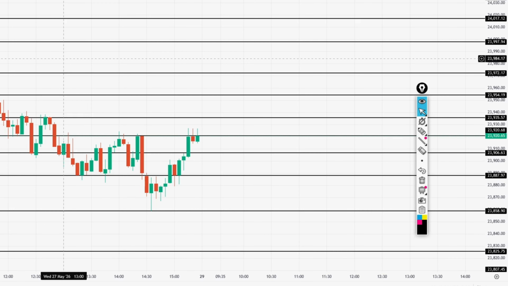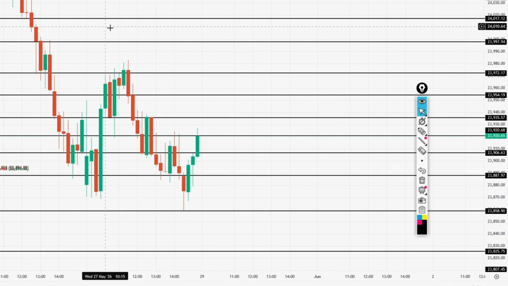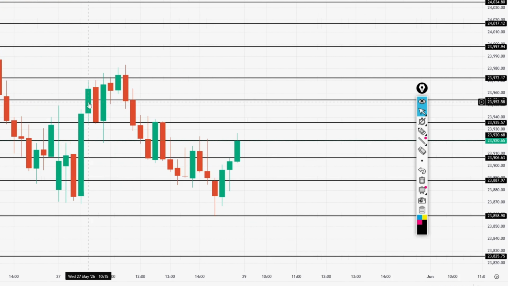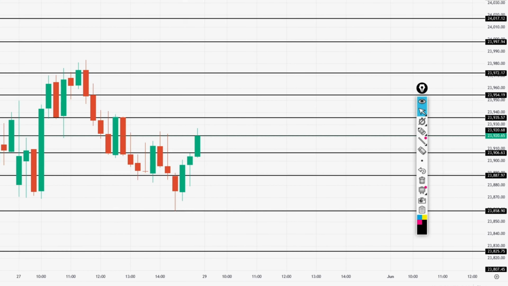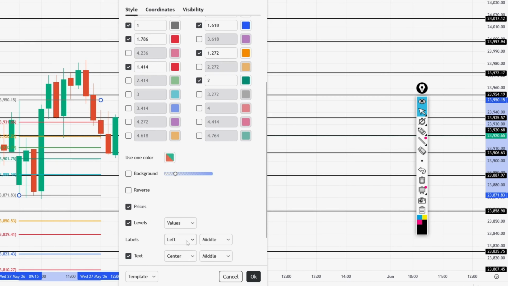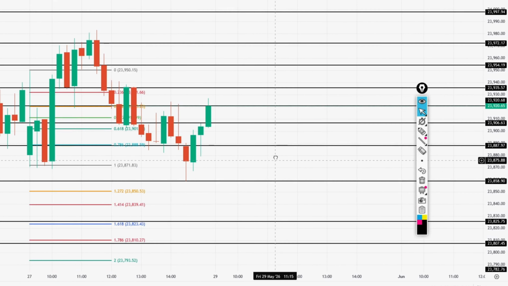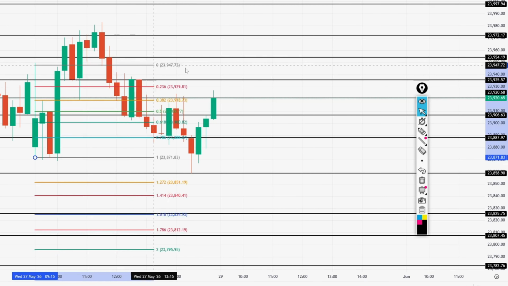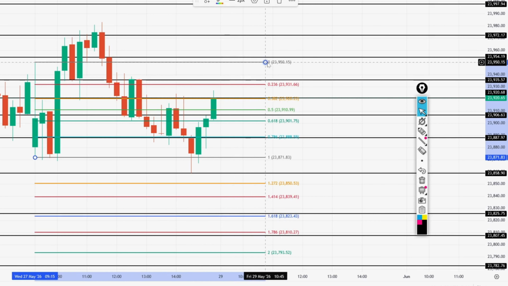I will change the time frame of the chart to 15 minutes. We have the 15-minute chart here. And in the morning, wait for the 15-minute candle to fully form. Once the 15-minute candle is fully formed, use the Fib tool to mark the high and low of the first 15-minute candle. Once you have marked the high and low of the 15-minute candle, then you can also mark the golden zone area.